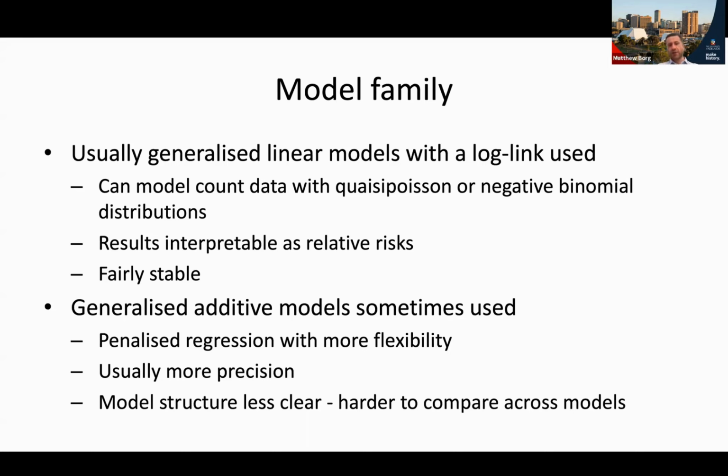Some studies will use generalized additive models instead. These use penalized regression models, and these usually allow more flexibility and are usually more precise. However, they have a less clear model structure. The downside is that when you're using multiple models, it can be hard to compare results across the models. Generalized linear models are the norm, though generalized additive models do have their advantages.